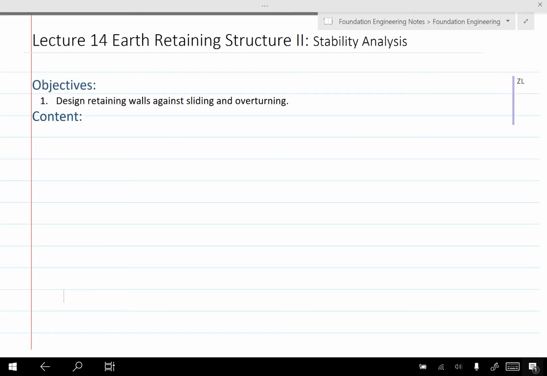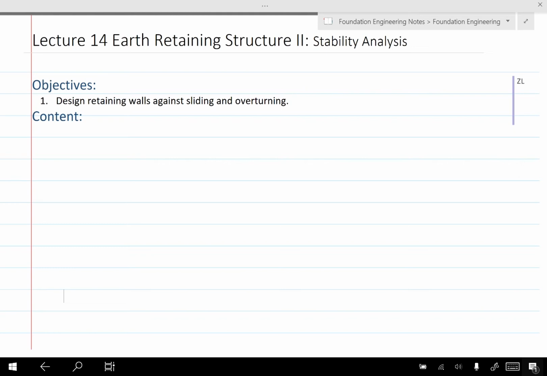We worked on the calculation of earth pressures in the previous lecture. So we figured out how to understand the loading conditions that is needed for designing the earth retaining structures. In this lecture, we will see how to analyze and design earth retaining structures for stability. The objective is to help you know how to design earth retaining structures against sliding and overturning.